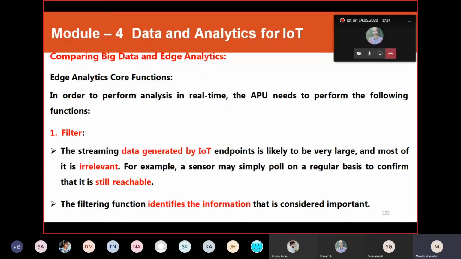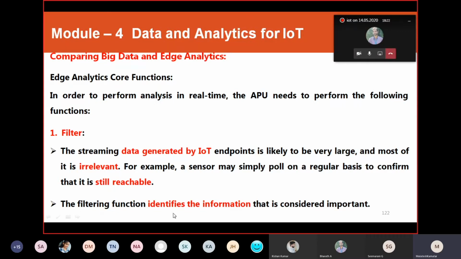The streaming data which we generate from IoT endpoints is likely to be very large, definitely, because a particular edge has any number of sensors. They produce huge data, and most of it is irrelevant. I mean, we don't really require that data. The data which we are getting from particular sensors may not be required. Some are irrelevant, some are relevant, so you have to filter which are relevant and which are irrelevant for you.